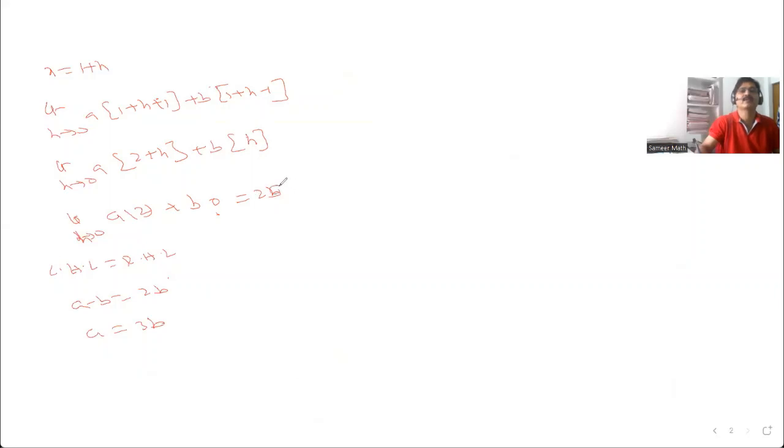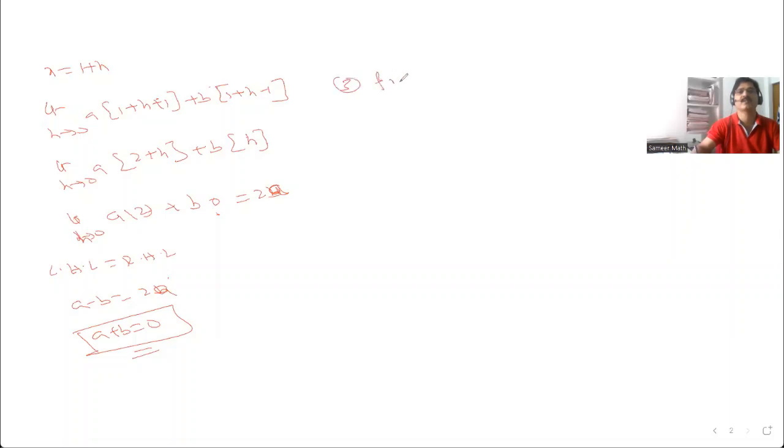Sorry, guys. This becomes 2a. So this is 2a. So what did you get here? Your condition becomes a plus b is equal to 0. You got it finally. Right. A plus b is equal to 0. The third option is correct. Now there may be a chance to ask this type of questions also.